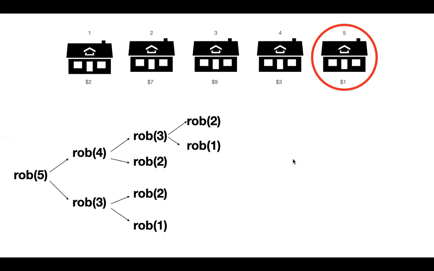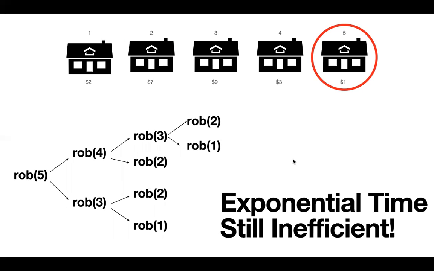So what this leads to is a recursion tree looking something like this, where every single recursive call is going to create 2 more recursive branches that go all the way until they terminate in the base case. And this leads to exponential time in the problem, which is still inefficient because we want to reduce this to something that is polynomial time, right? So we need to find a way to optimize this recursion.